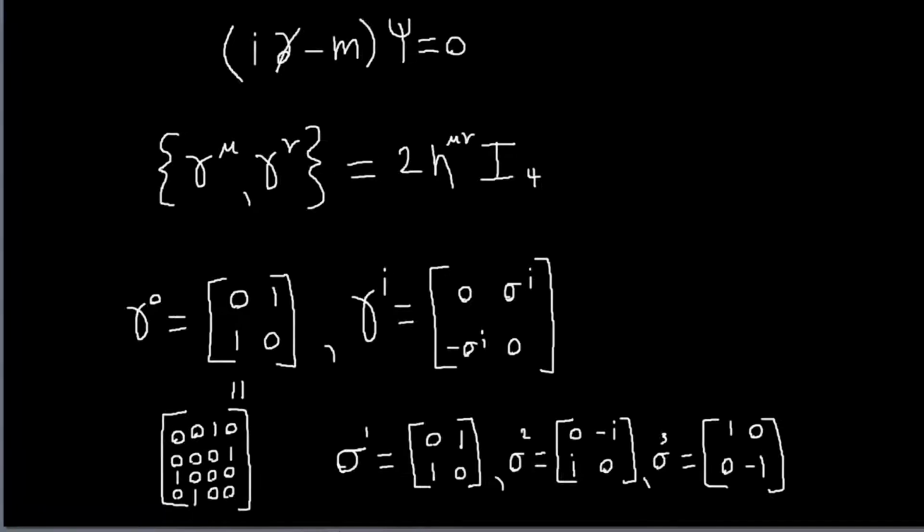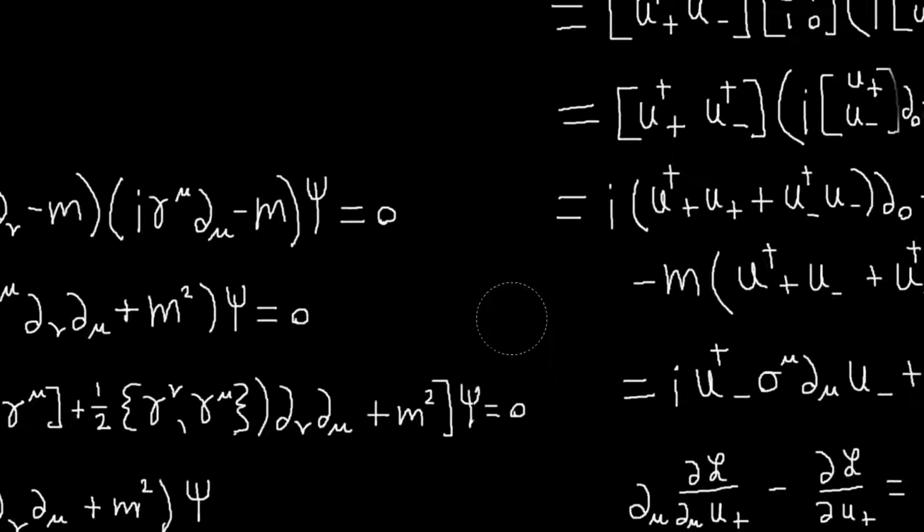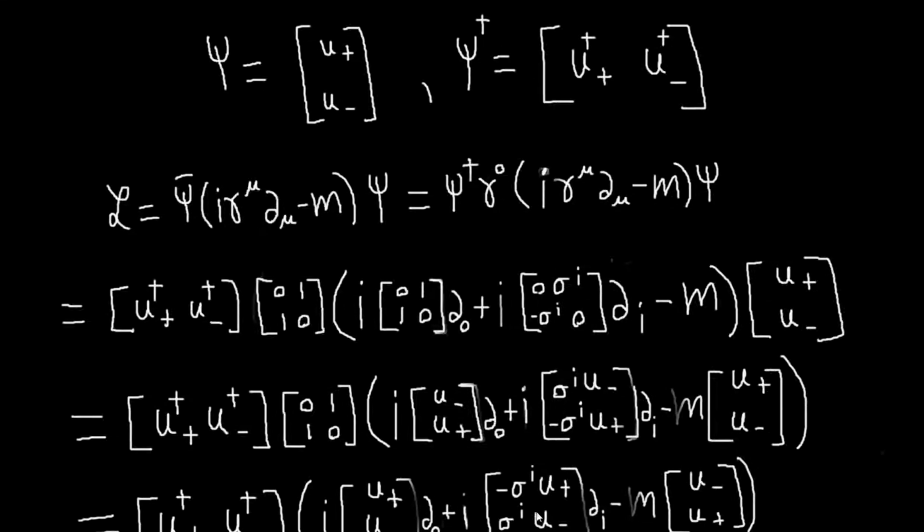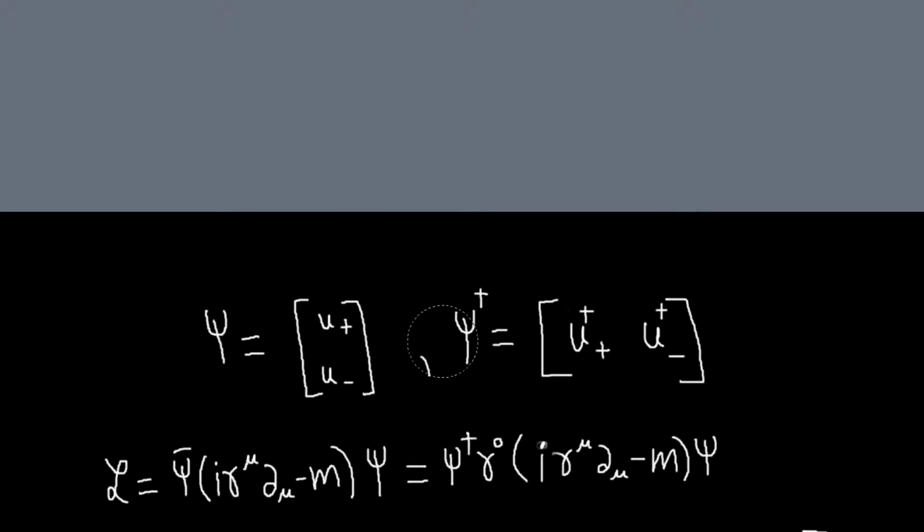And so why is the chiral representation important? Well, we'll see that once we work all this out. But basically, we can decompose our Dirac spinor into two-component spinors, u plus and u minus.